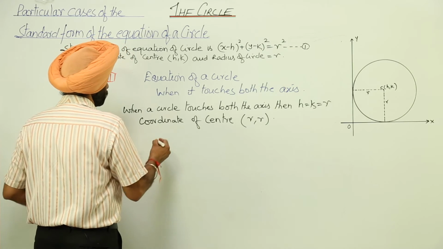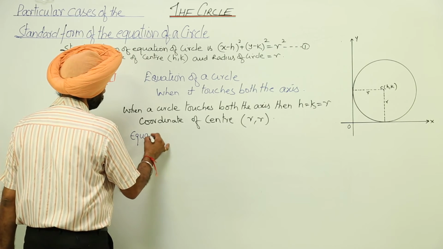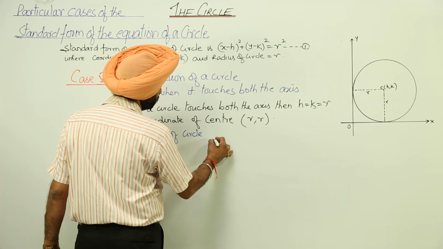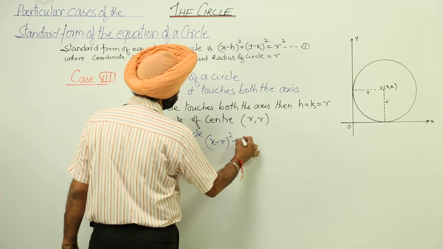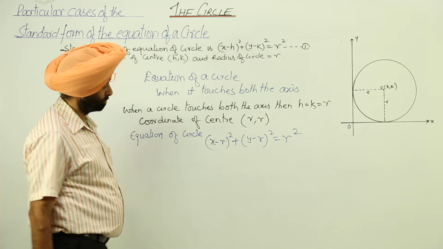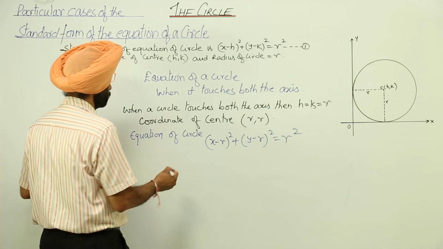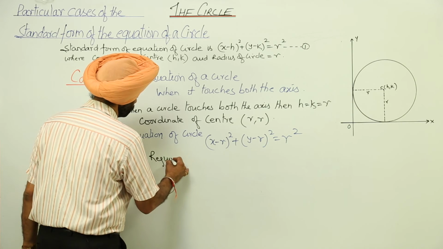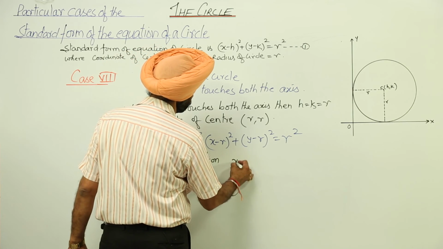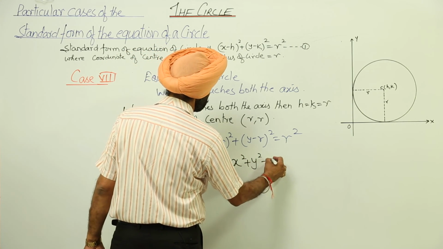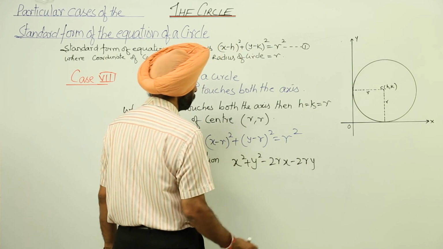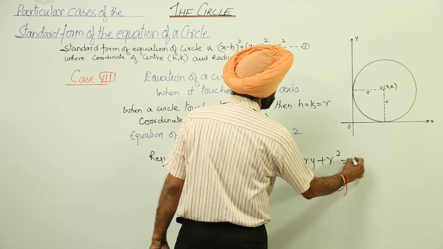Now, equation of circle, now this becomes (x minus r) whole square plus (y minus r) whole square is equal to r square. Required equation: x square plus y square minus 2rx minus 2ry plus r square is equal to 0.